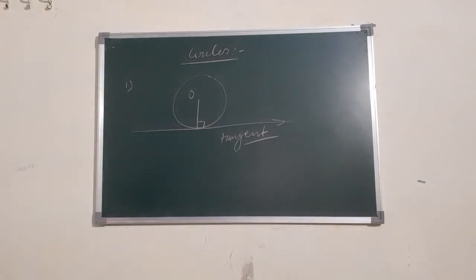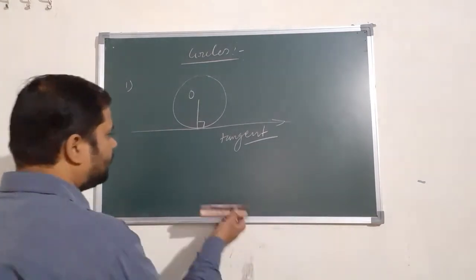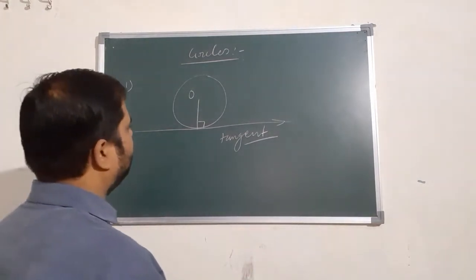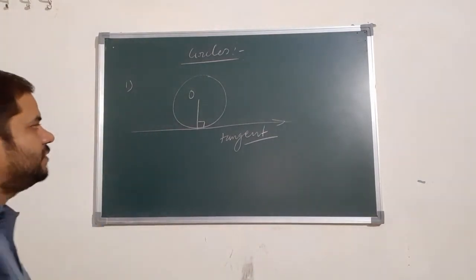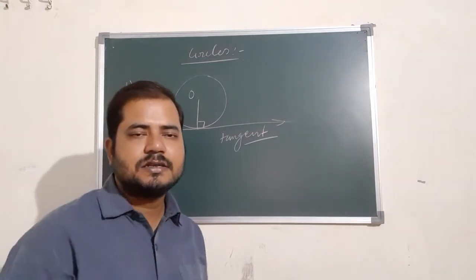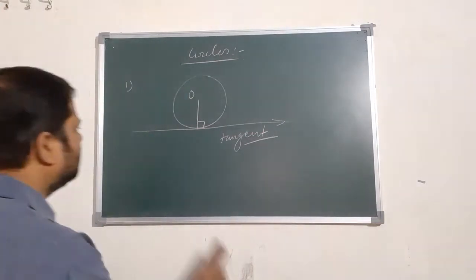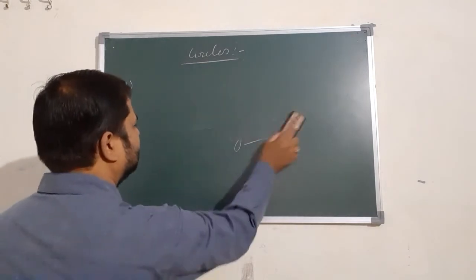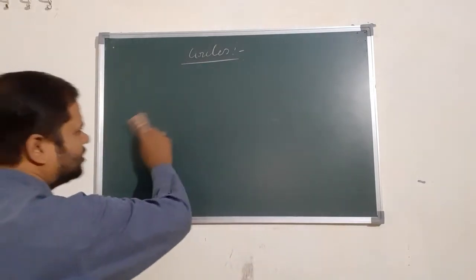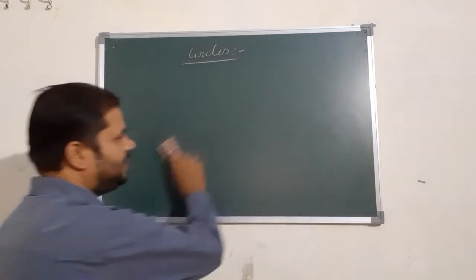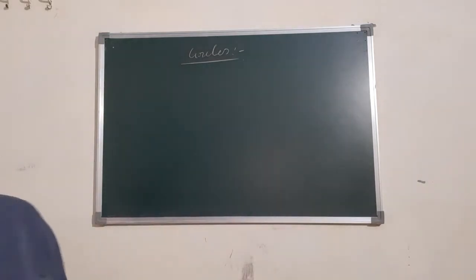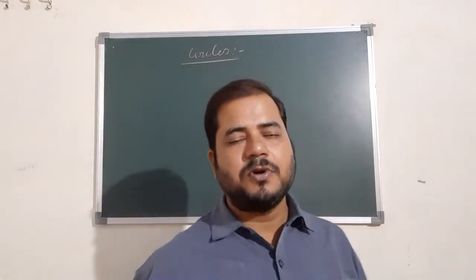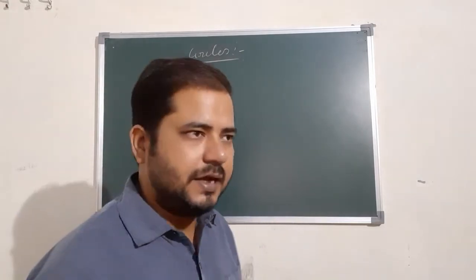Now next theorem is the converse of this theorem. If a line is from the center, then it is always perpendicular to the tangent. Or the converse of this theorem is what? A line which is perpendicular at the point of contact always passes through the center.